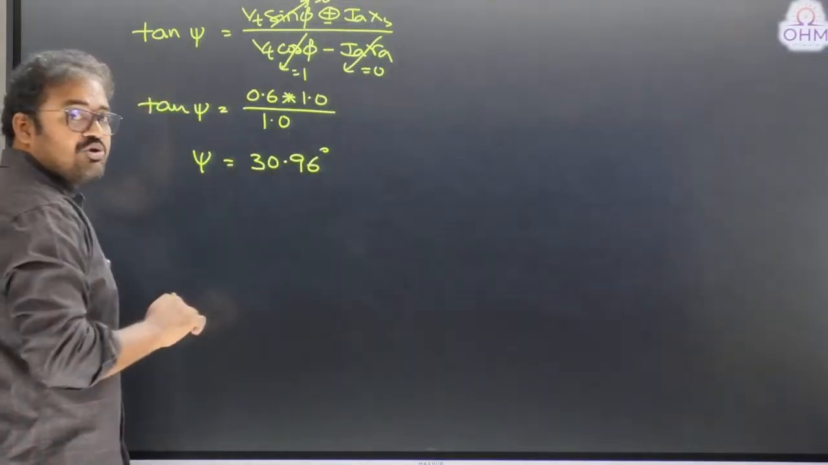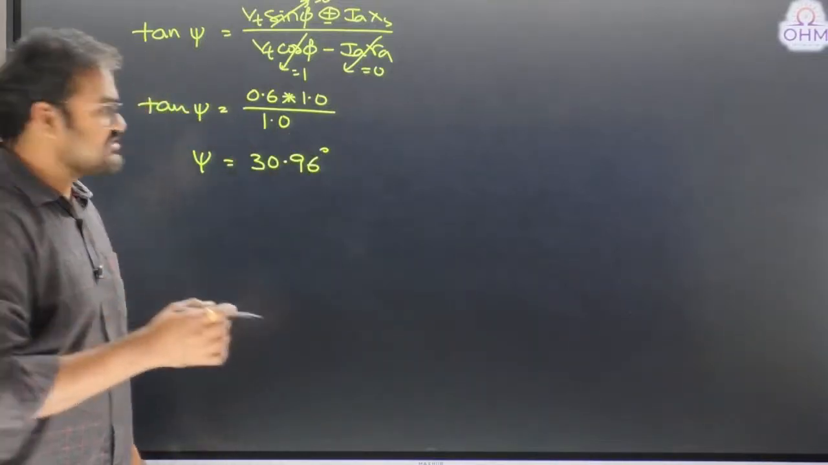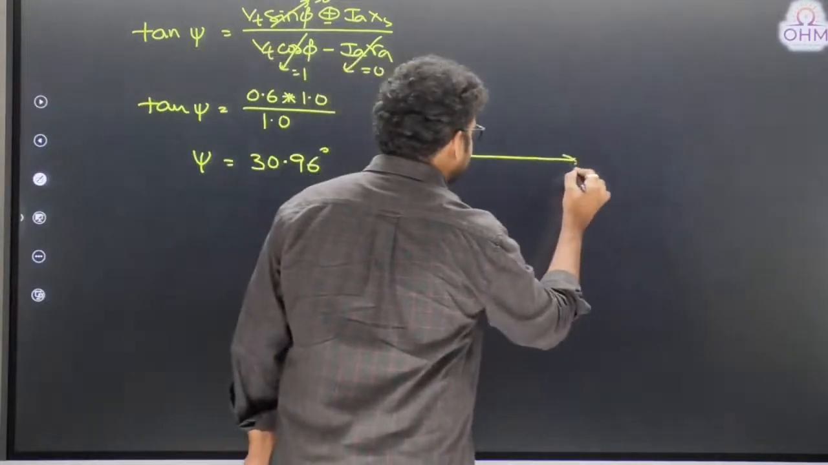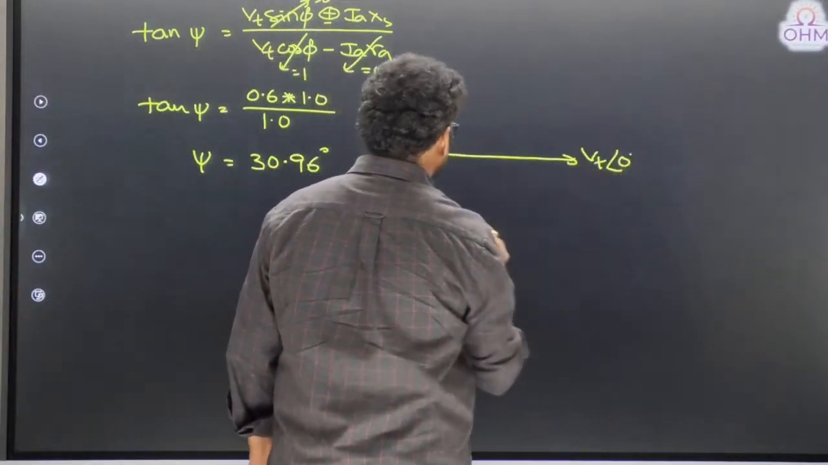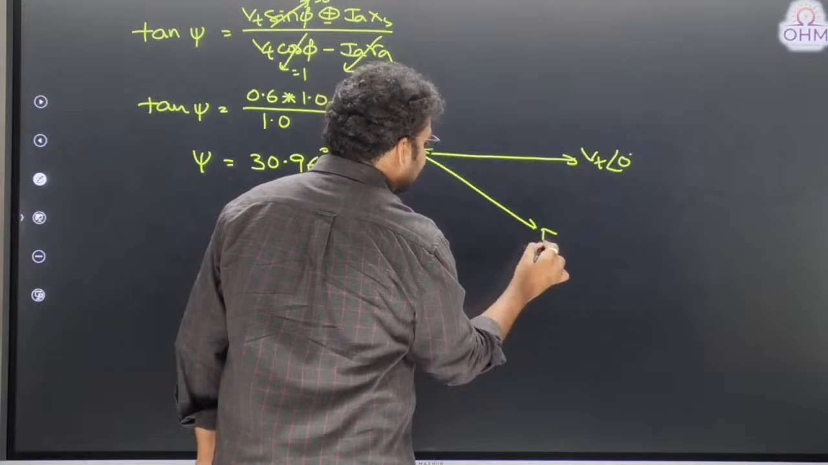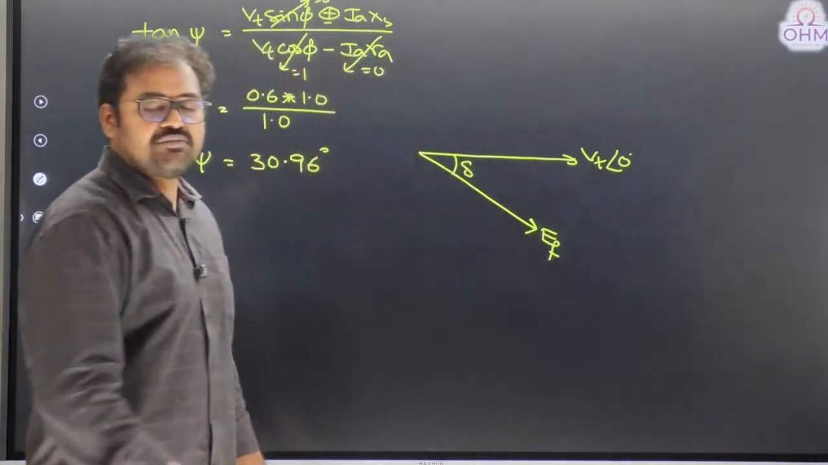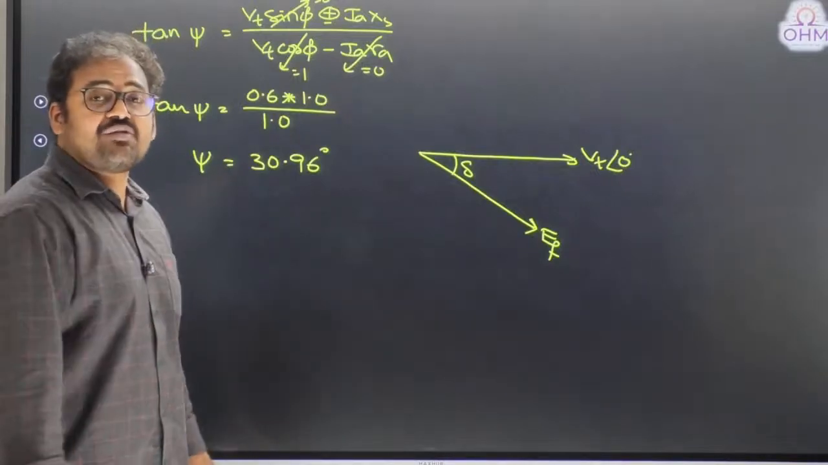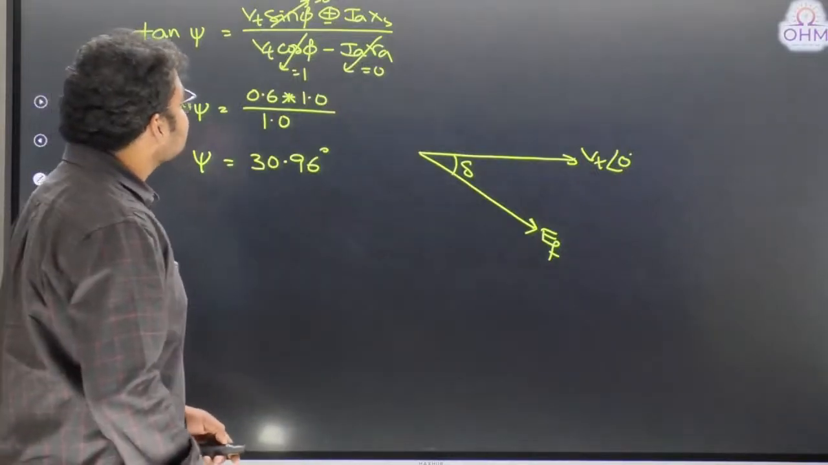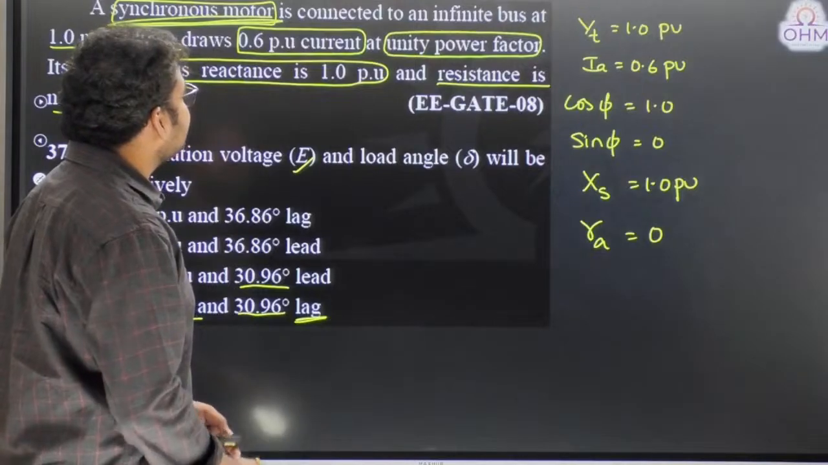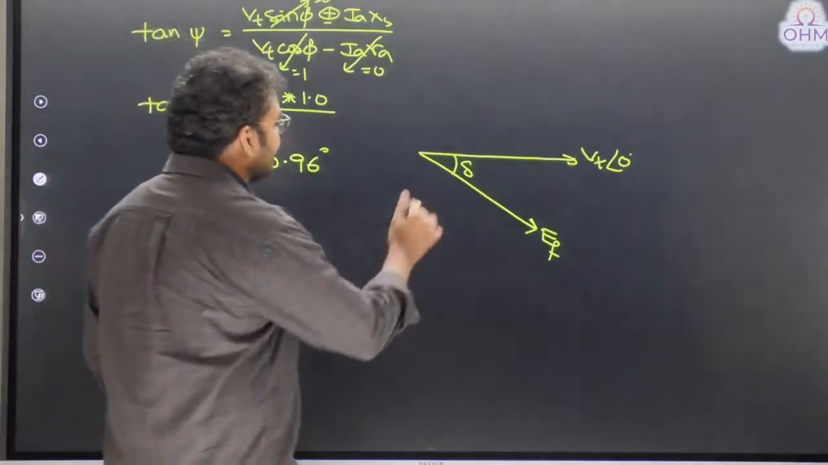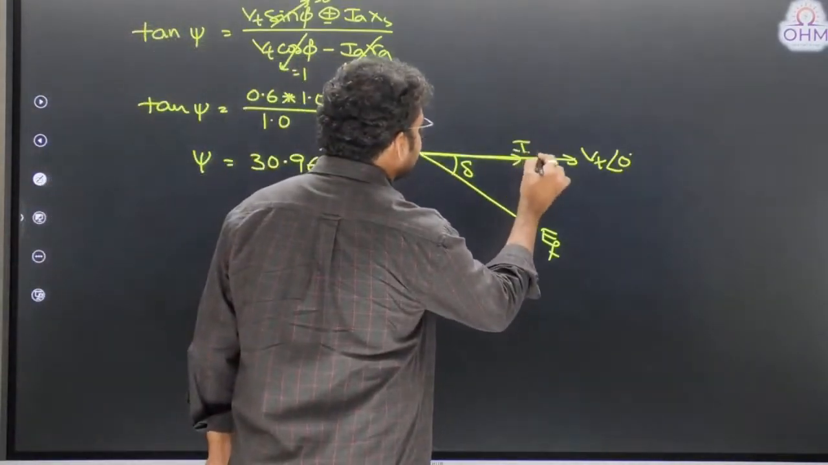If this is psi, how do you find out the load angle delta? Draw the phasor diagram. This is Vt, guys, at an angle 0. Induced EMF will always lag the terminal voltage by an angle delta, correct? Because it is a motor. And where is the armature current? As the power factor is unity, armature current is always in phase with Vt.